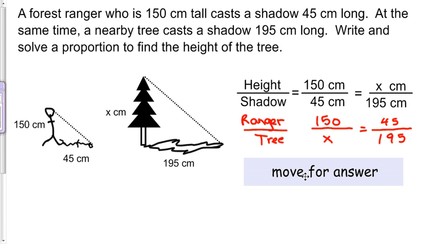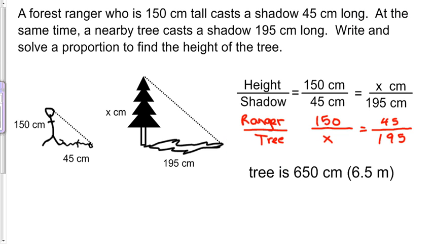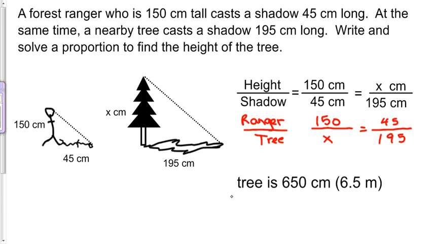Once you've got your proportions set up, you cross multiply and you solve, you should end up with the tree's height to be 650 centimeters. And since every 100 centimeters is a meter, we would change this into 6.5 meters, because when we talk about large objects, we want to use the most appropriate measurement units, which in this case would be meters.